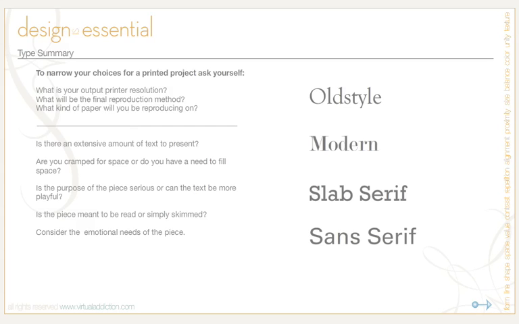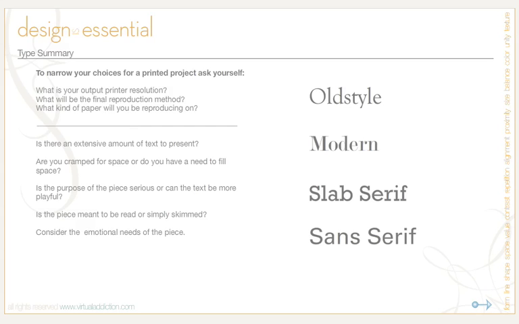You also need to find out what will be the final reproduction method. Is it a copy machine, a quick press, or a high quality press? Also, what kind of paper are you going to be reproducing on? Is it newspaper, cheap bond, textured stock, glossy stock, or fax stock? All of the questions that I just mentioned basically refer to quality. The quality of the type on screen, the quality of the type that comes out of the printer, the quality of the reproduction method, and the quality of the paper.